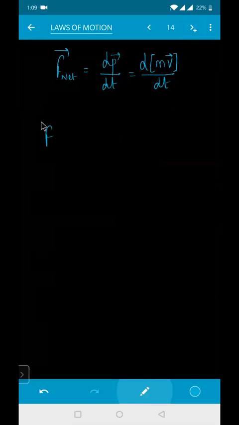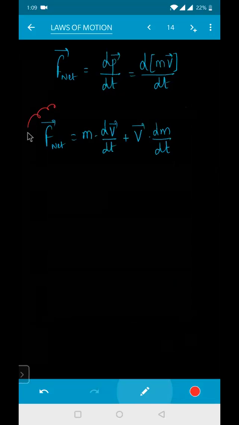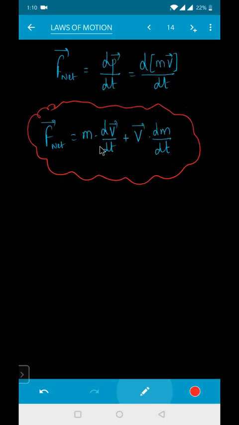If I'm using the product rule of differentiation, F net is equal to u into v form. So we'll keep the first one as it is, then differentiate the second one, that is dv by dt, plus keep the second one as it is, then differentiate the first one, that is dm by dt. So this is the actual F net which has been acting on the body. F net is equal to m into dv by dt plus v into dm by dt.